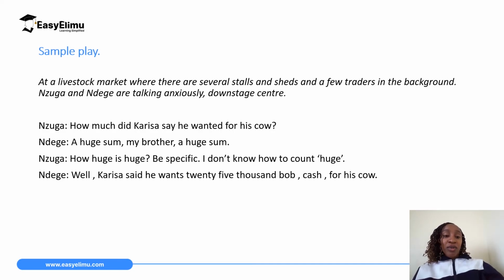So for example, if we are going to use this play, maybe when Nzuga is asking, how huge is huge? Be specific. I don't know how to count huge. Maybe you can put in brackets there and say, he puts up an angry face, or he removes his jacket or something. That is what we call stage directions to explain further what is happening in this particular scene.